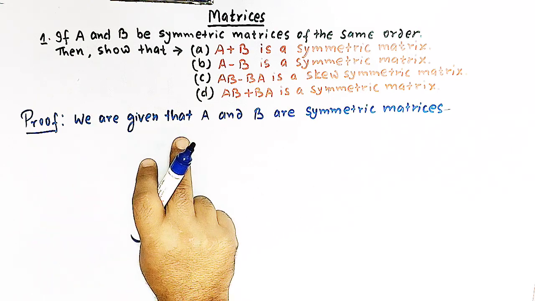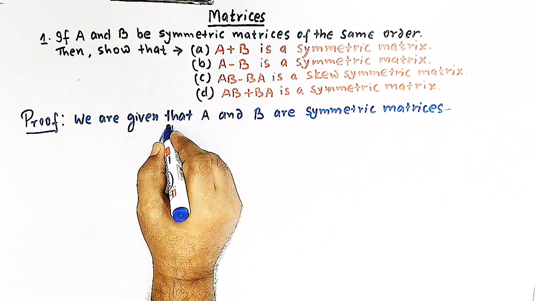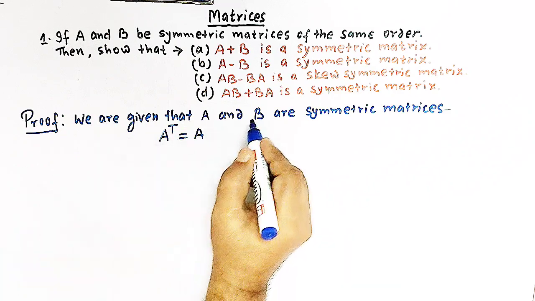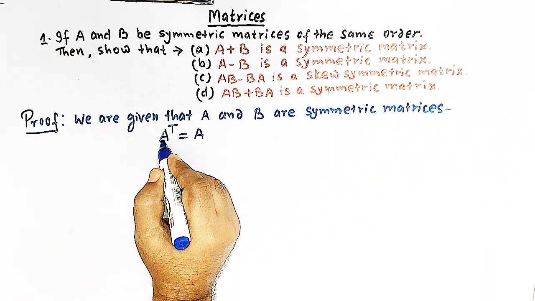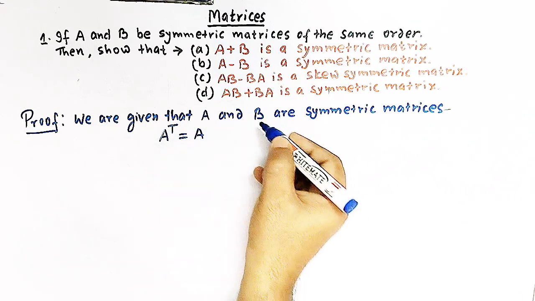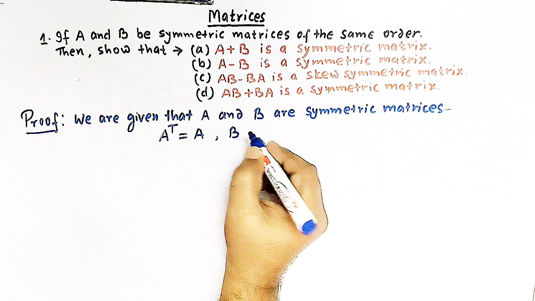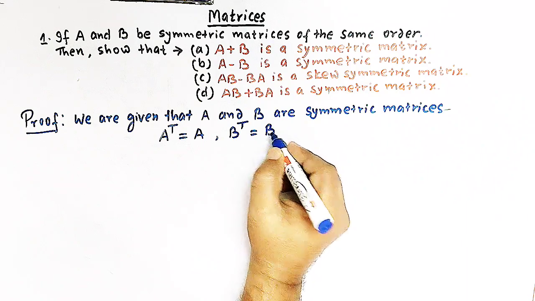So here we are given that A and B are symmetric matrices. Now, according to the definition of symmetric matrix, a matrix A is said to be a symmetric matrix if the transpose of the matrix A is equal to the matrix itself, right? And here A is given to be a symmetric matrix, so the transpose of the matrix A, that is denoted by A^T, is equal to the matrix itself. And similarly here B is also given to be a symmetric matrix, so therefore we can also write the transpose of matrix B is equal to the matrix B itself, right?